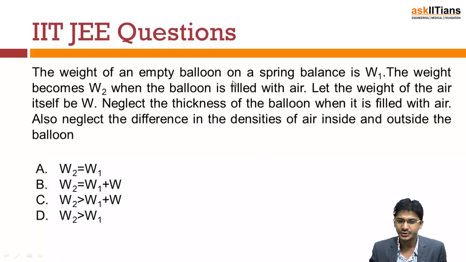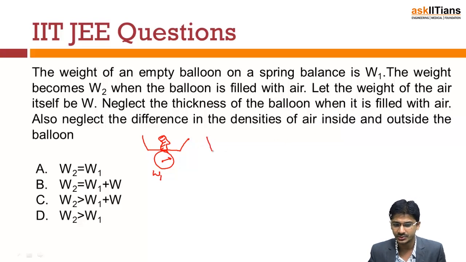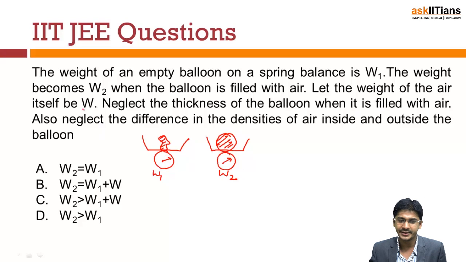The weight of an empty balloon on a spring balance is W1. Okay, let's make a spring balance. We have an empty balloon. Its weight that is given is W1. The weight becomes W2 when the balloon is filled with air. Now this balloon is filled with air like this, and then we have a weight, it's W2. Let the weight of the air itself be W. Now it's given here that the weight of the air that is there is W.